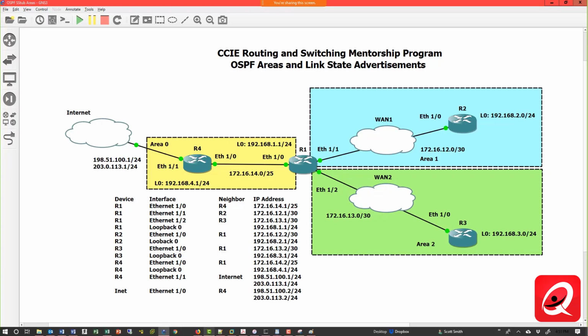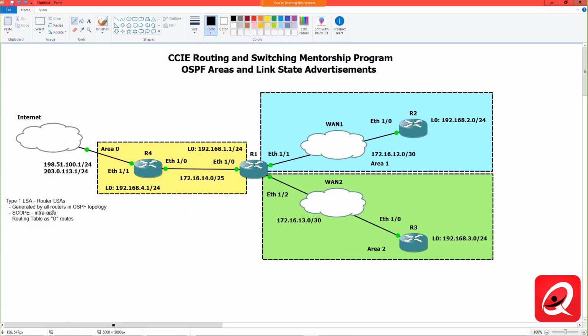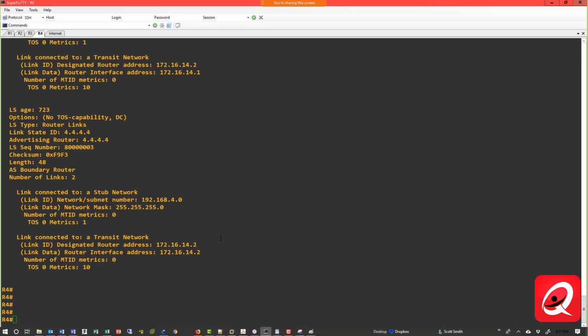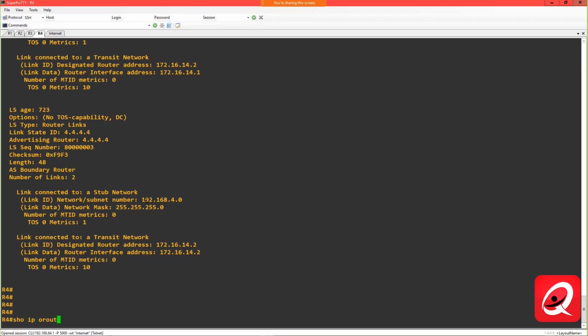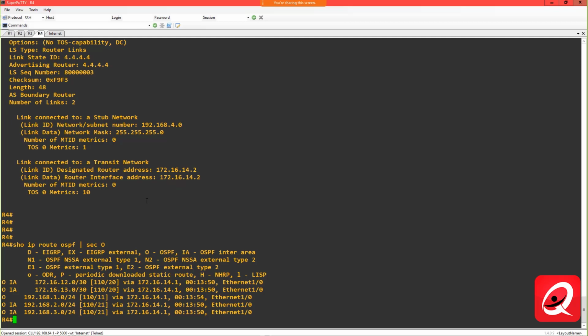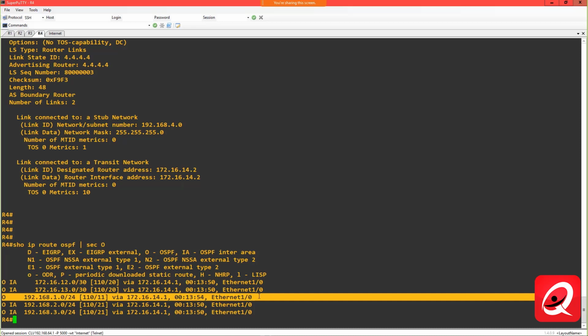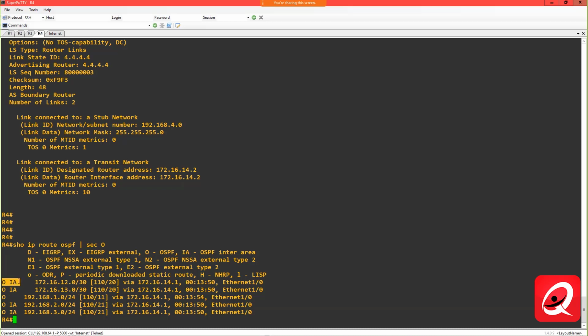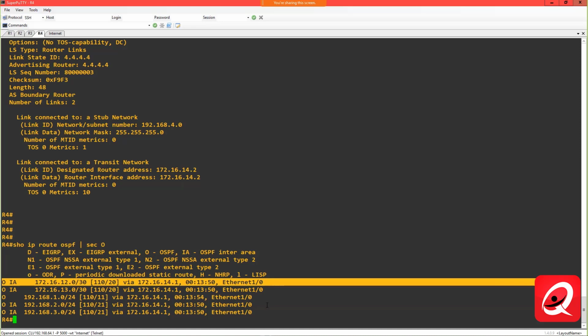My type 1 LSAs, which are intra-area LSAs. So if I go to my router 4 and I do a show IP route OSPF, and section O, these routes here, that route there is my type 1 route. I know it's a type 1 route because it's simply just got an O next to it, right? Which indicates that it is an intra-area route. Conversely, these routes here that have an O IA next to them, those are the routes that are coming from another area. So those are what we call our summary routes.